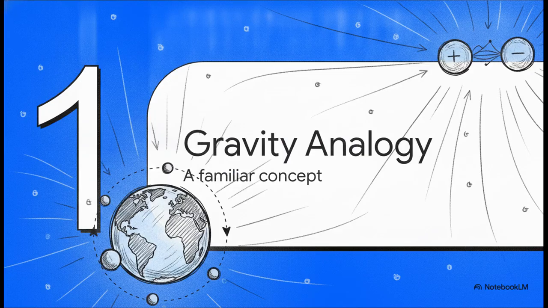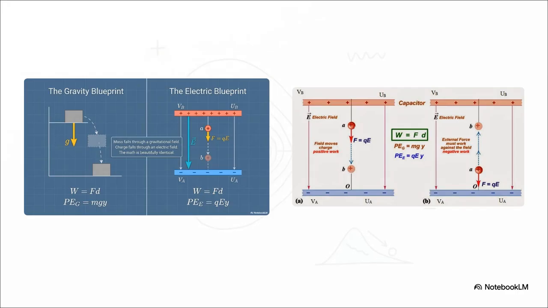Section 1. The familiar gravity analogy. Okay, notice how perfectly the physical world mirrors the electrical one here. If you look at that yellow arrow pointing down on the left, it's just pulling a regular mass downward, right? Now follow that pointing hand over to the cyan and red arrows on the right. Dropping a mass is beautifully and mathematically identical to dropping a positive charge in a uniform electric field. The formulas for work at the bottom, force times distance, are the exact same blueprint. We're literally just swapping out the variables.